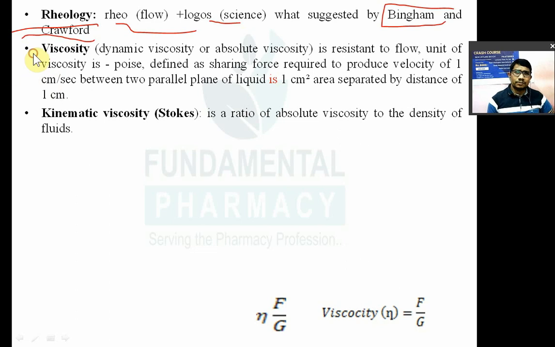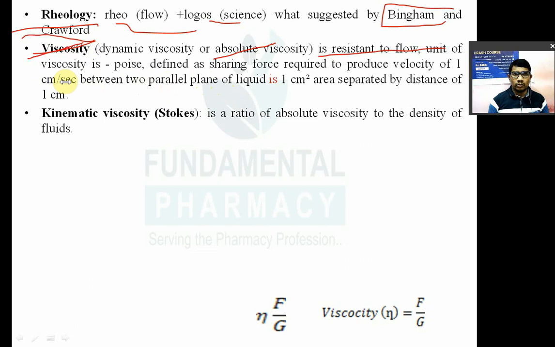What do you mean by viscosity? Viscosity, or dynamic viscosity or absolute viscosity, is nothing but the resistance to flow. Whatever resistance there is to the flow of a particular liquid is known as viscosity. The more the viscosity, the less the liquid flows; the less the viscosity, the more the liquid flows. So viscosity ultimately indicates the molecular weight as well as the bonding present in the molecules of that liquid.